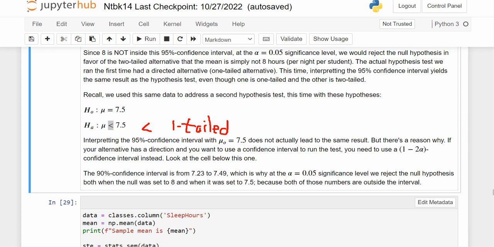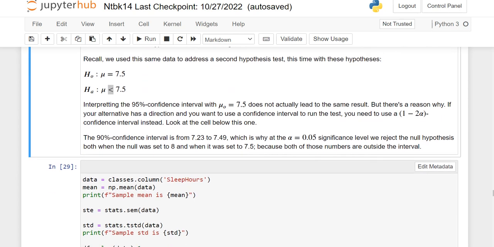Okay, and if you recall, we did actually cut the p-value in half, right? We divided by 2. Well, we have to do the same thing. And so instead of using a 95% confidence level, they are going to use the 90% confidence level. And they calculate 7.23 to 7.49. And so at the alpha equals 0.05 level of significance, we are going to reject the null hypothesis, right?